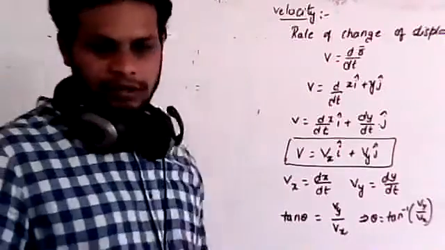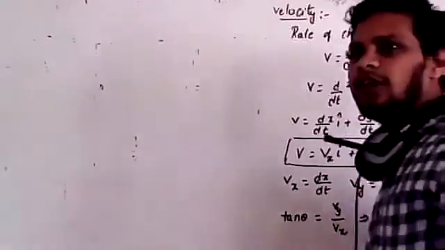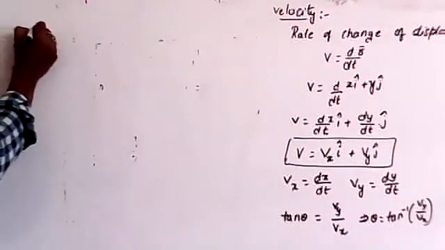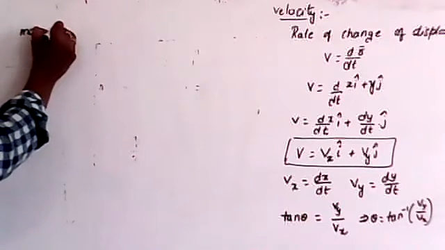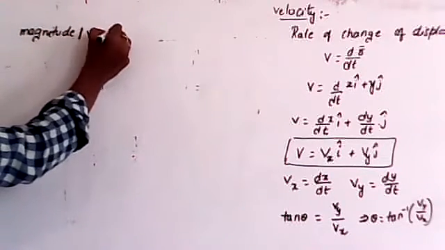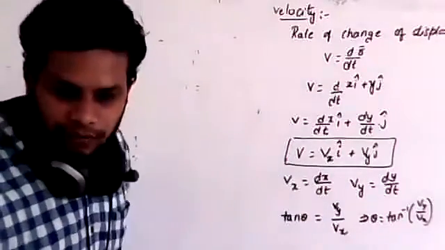Now tell me, what is the magnitude of the velocity vector? Yeah, root of vx square plus vy square.